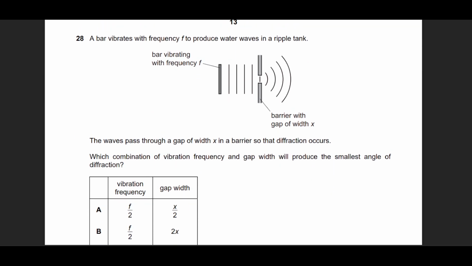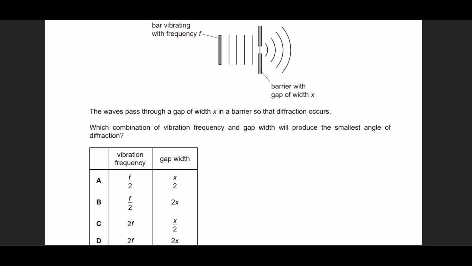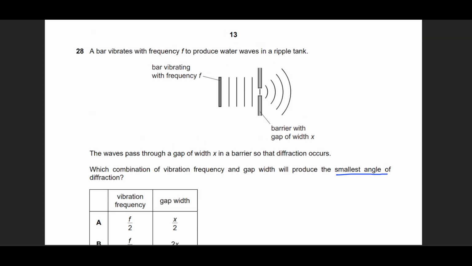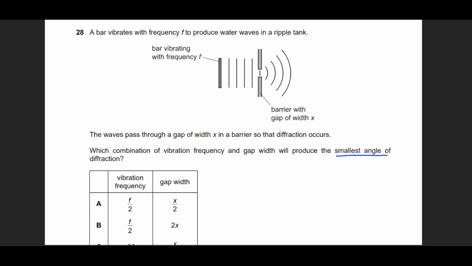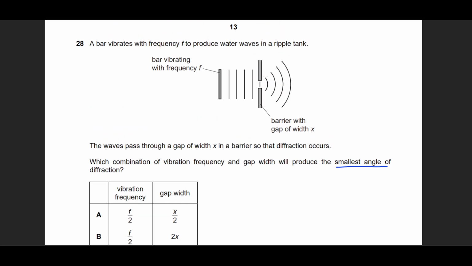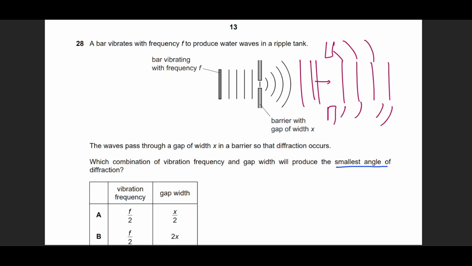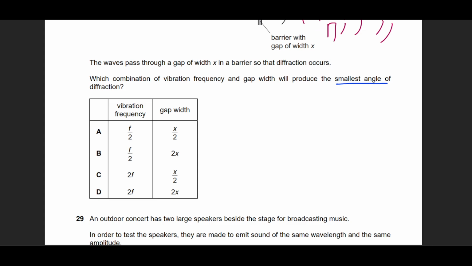Now we have a question for simple diffraction. He says the smallest angle of diffraction, which means we want this to spread the least. We don't want this to spread out at all. Now, he has given us the frequency and the gap width. I understand that the gap width has to increase, because if I increase the gap width, then whatever wavefront I receive will pass with minimum diffraction, going to look like this. So I know that I need to increase the gap width. So it should be 2x as opposed to the original.